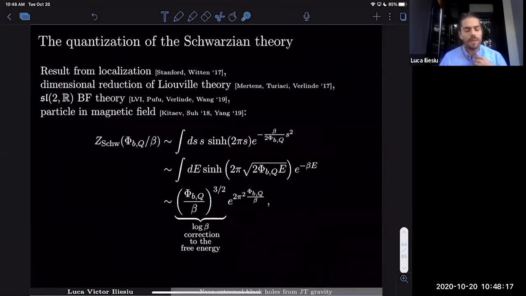So now, I won't discuss the quantization of the Schwarzian theory, which is the last step in order to obtain the final results. I won't discuss that in detail, but I'll just mention that it can be obtained from localization, from a dimensional reduction of Liouville theory, from SL(2,R) BF theory, particle in magnetic fields. There's tons of ways to obtain it. But the important result is that it can be written as not a sum, but an integral over energies, where the density of states is given by a sinh of the square root of E. And the final result is this one-loop factor multiplied by this exponential.